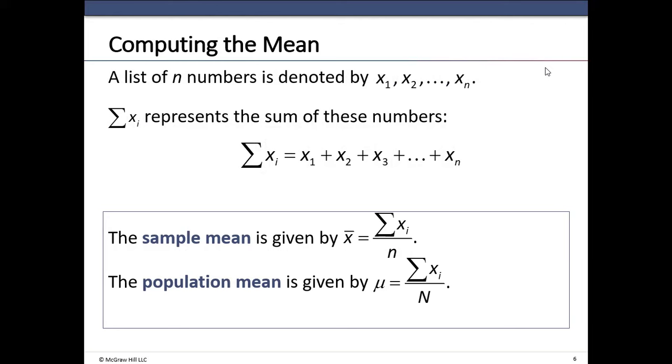So the sample mean is given by X bar, which is the sum of all the numbers in the sample data set divided by small n, which is the sample size. And the population mean is given by the Greek symbol mu, which is equal to, again, the sum of all the numbers. Here we are dividing by the population size, which is represented by capital N. So the calculations are the same for the sample mean or the population mean.